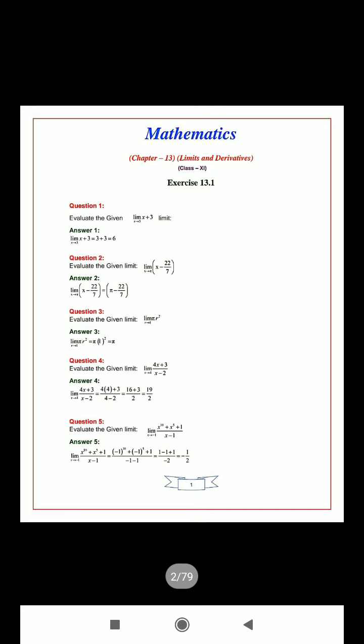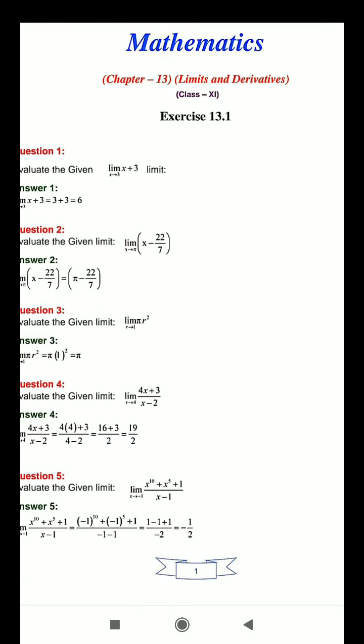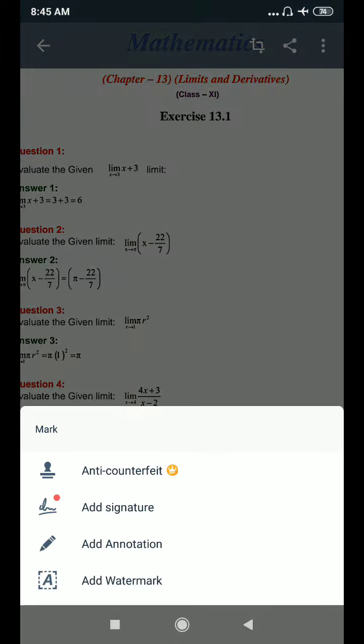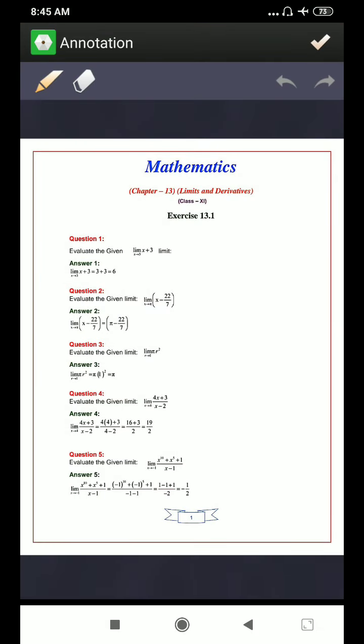You see, while calculating the limits, you have to take care of a few points. So first, note down all those points. First one, there may be a question to check whether a limit exists or not.